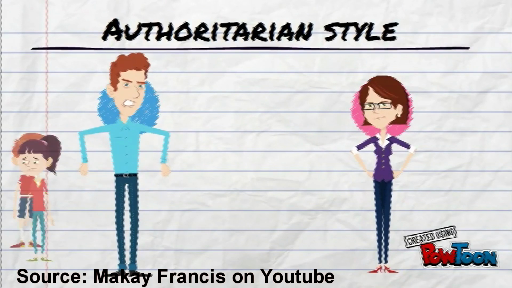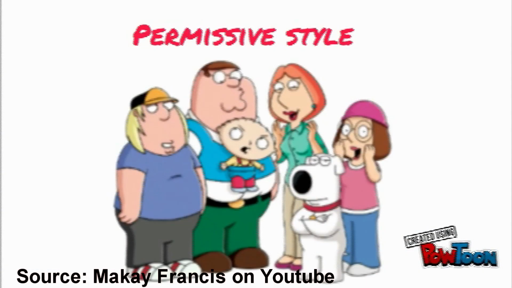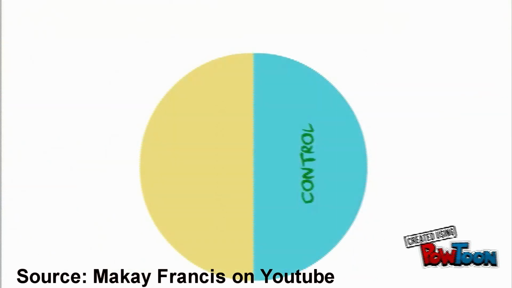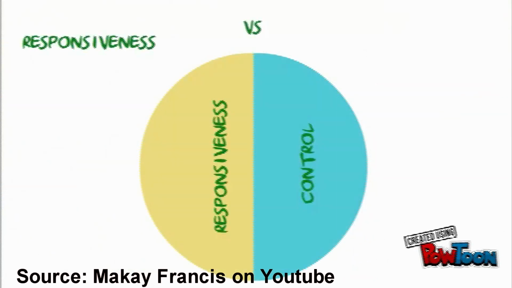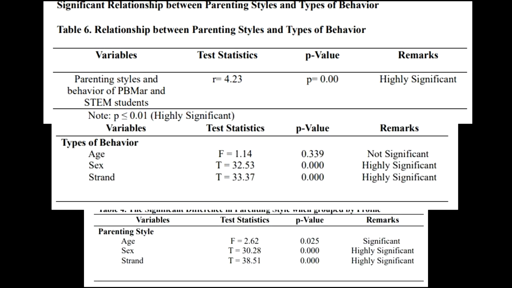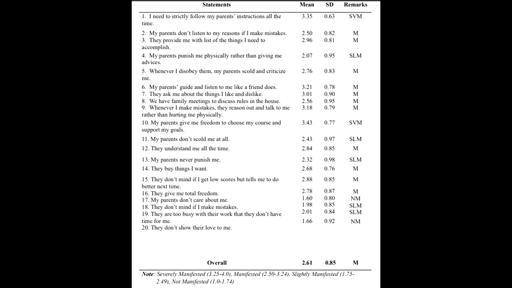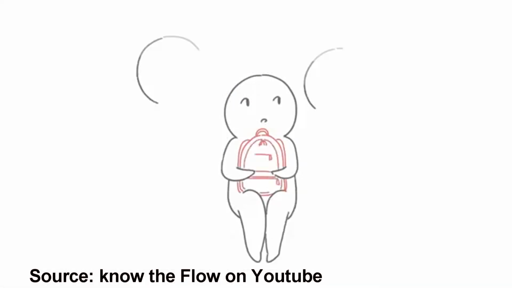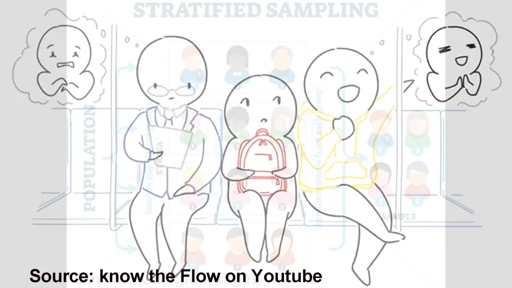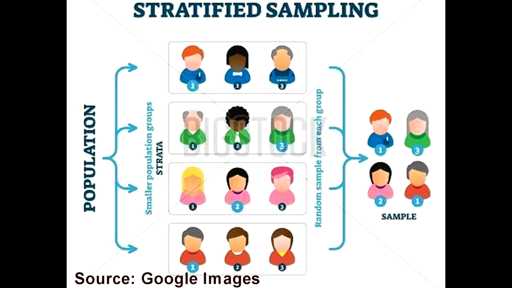The purpose of the study was to determine the relationship between parenting styles and behavior of pre-baccalaureate (PBMAR) and science, technology, engineering and mathematics (STEM) senior high school students. A quantitative research design using correlation research methods was utilized in the study. Using the Raosoft sampling calculator, 209 students were selected with a 5% margin of error. T-test and analysis of variance, ANOVA, were used to analyze the data. The relationship of parenting styles and behavior of students was analyzed using Pearson's r. A stratified sampling technique was used to determine the respondents of PBMAR and STEM.